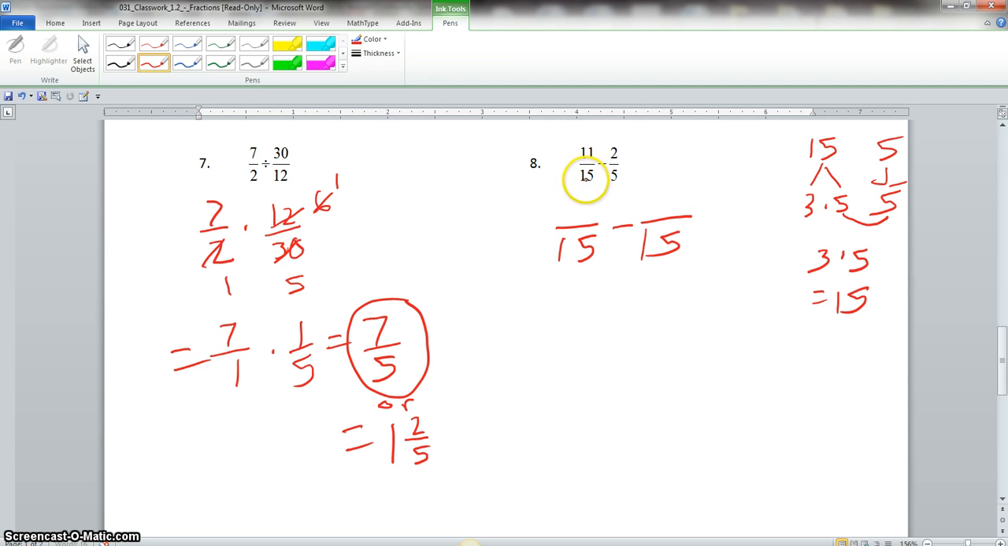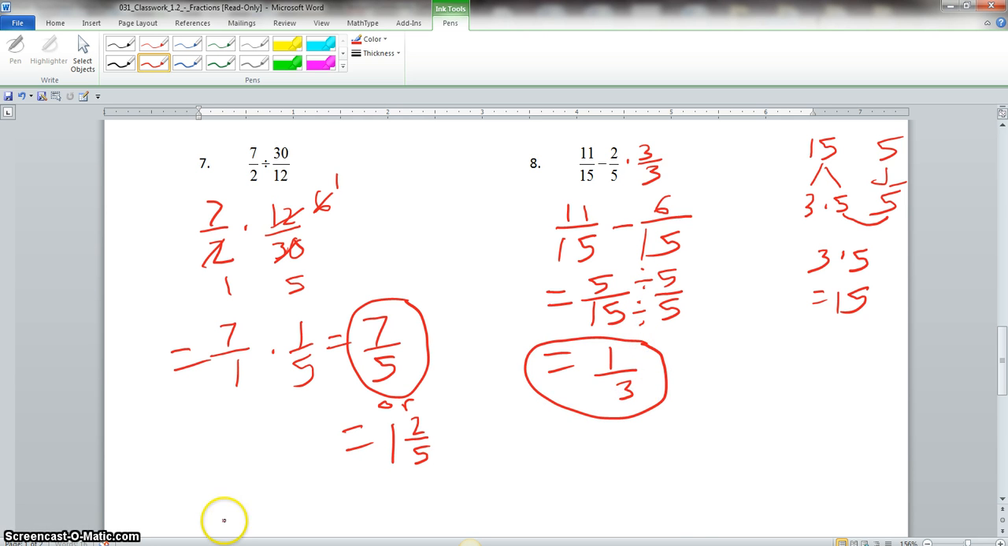So since this already had 15 as its denominator, it would still stay 11 over 15. Now we ask ourselves, 5 times what is 15? We know it's 3. So we'll multiply this numerator and denominator by 3. 2 times 3 is 6, and 5 times 3 is 15. So we will have 11 minus 6 is 5, all over 15. Now 5 and 15 both have 5 in common. So we could divide the numerator and the denominator by 5. 5 divided by 5 is 1, and 15 divided by 5 is 3. So your final answer here is 1/3.